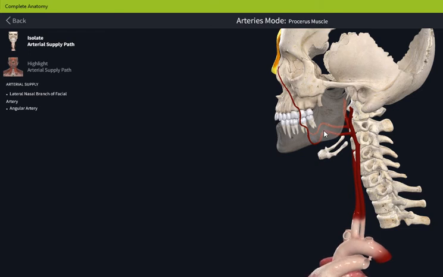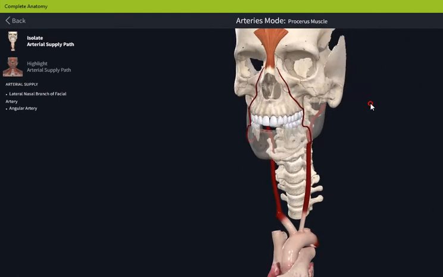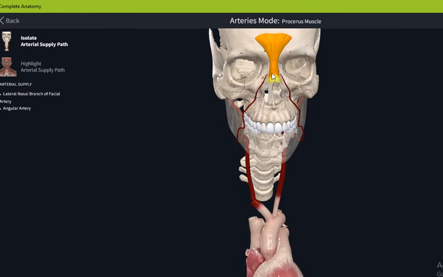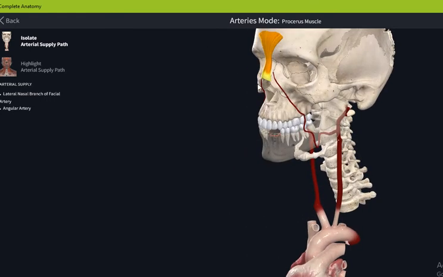The facial artery is going to pass down at the anterior portion of the ramus, the anterior portion of the angle of the mandible. Then it's going to come up to the procerus as such. So it's going to give this one portion of the facial artery. So we see that the procerus receives arterial supply from the facial artery.